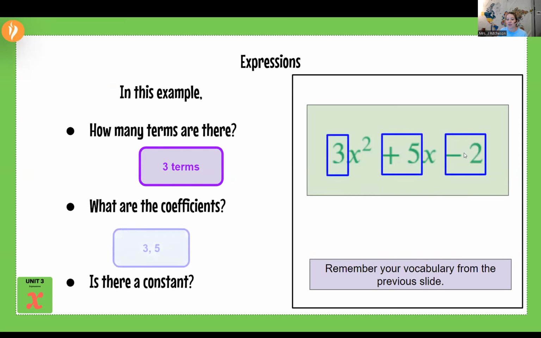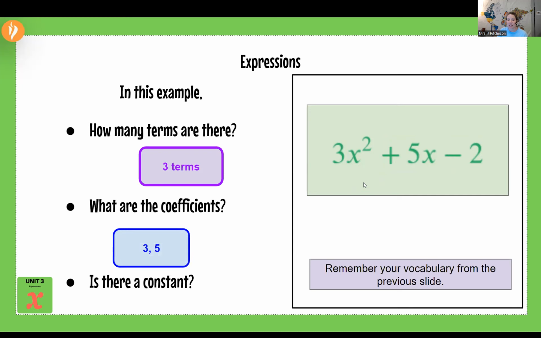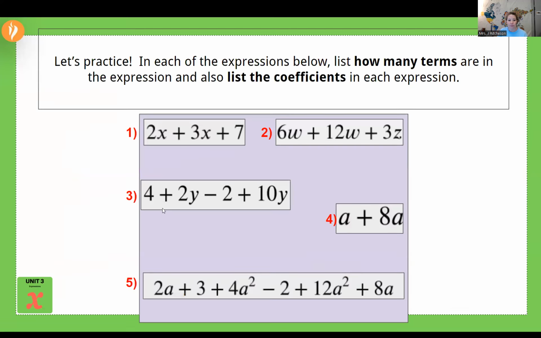That was separating each of the terms. The coefficients are 3 and 5. And then the last question is, what is the constant? The constant is minus 2. Remember that sign belongs to whatever number is right behind it. So this is a positive number. If you don't see a sign, it's positive. At the end of the year, we'll start adding and subtracting with positive and negative numbers.